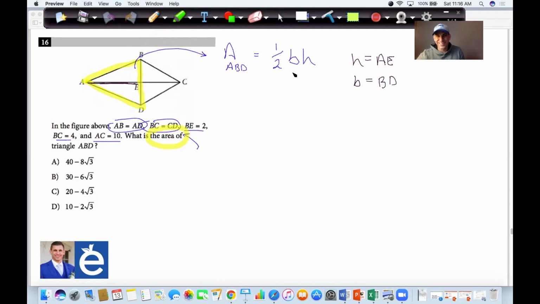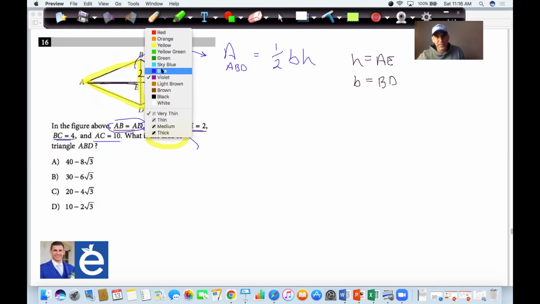Now, the question is, why are they giving you all this other stuff? Like, how does this impact? So let me start labeling first. BE equals 2. BC equals 4. And then it says AC equals 10.